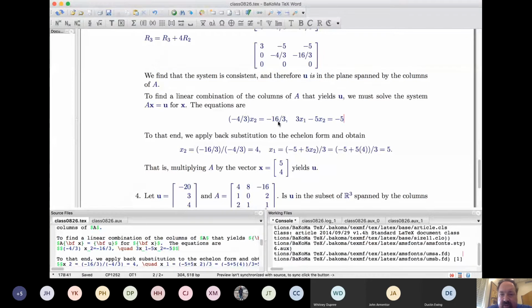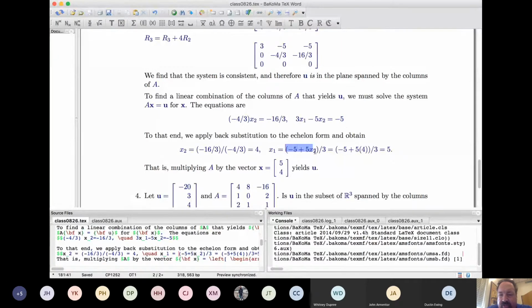Here we can solve this just by dividing. This equation needs to be rearranged to get x1, and the value of x2 that's now known gets substituted into this equation, and then we get the result of 5. So the unique solution is 5, 4.